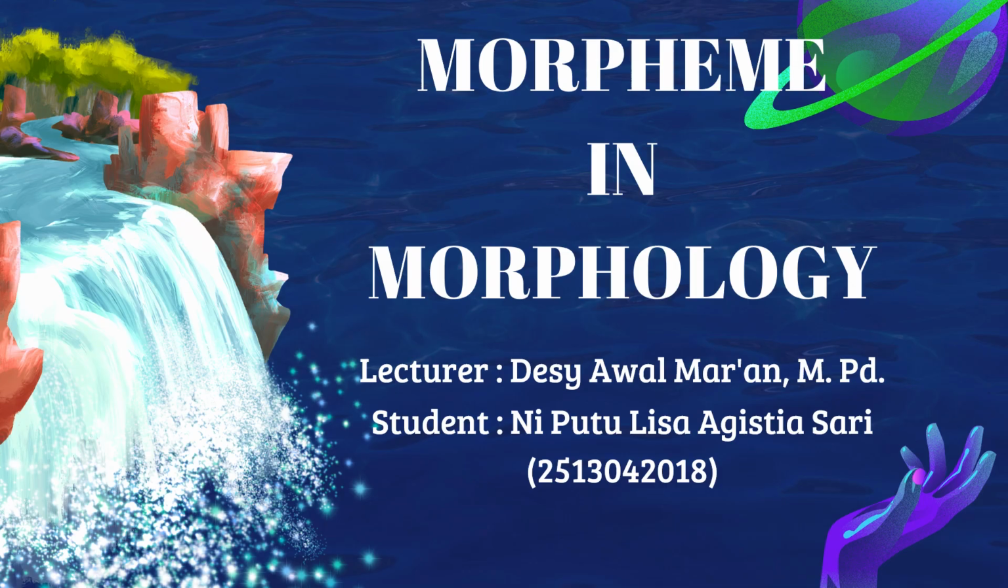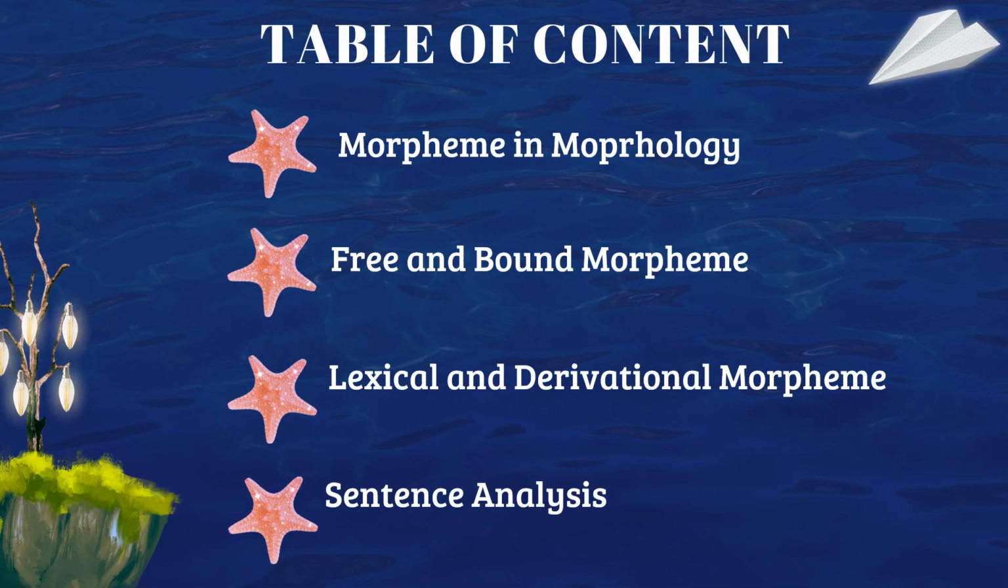Before we start, let's look at the table of content. So today we are going to talk about four main points. First, we will discuss morpheme in morphology. Second, we will learn about free and bound morpheme. Third, we will talk about lexical and derivational morpheme. And the last one, we will do some sentence analysis to practice what we have learned. Alright, let's start with the first topic.